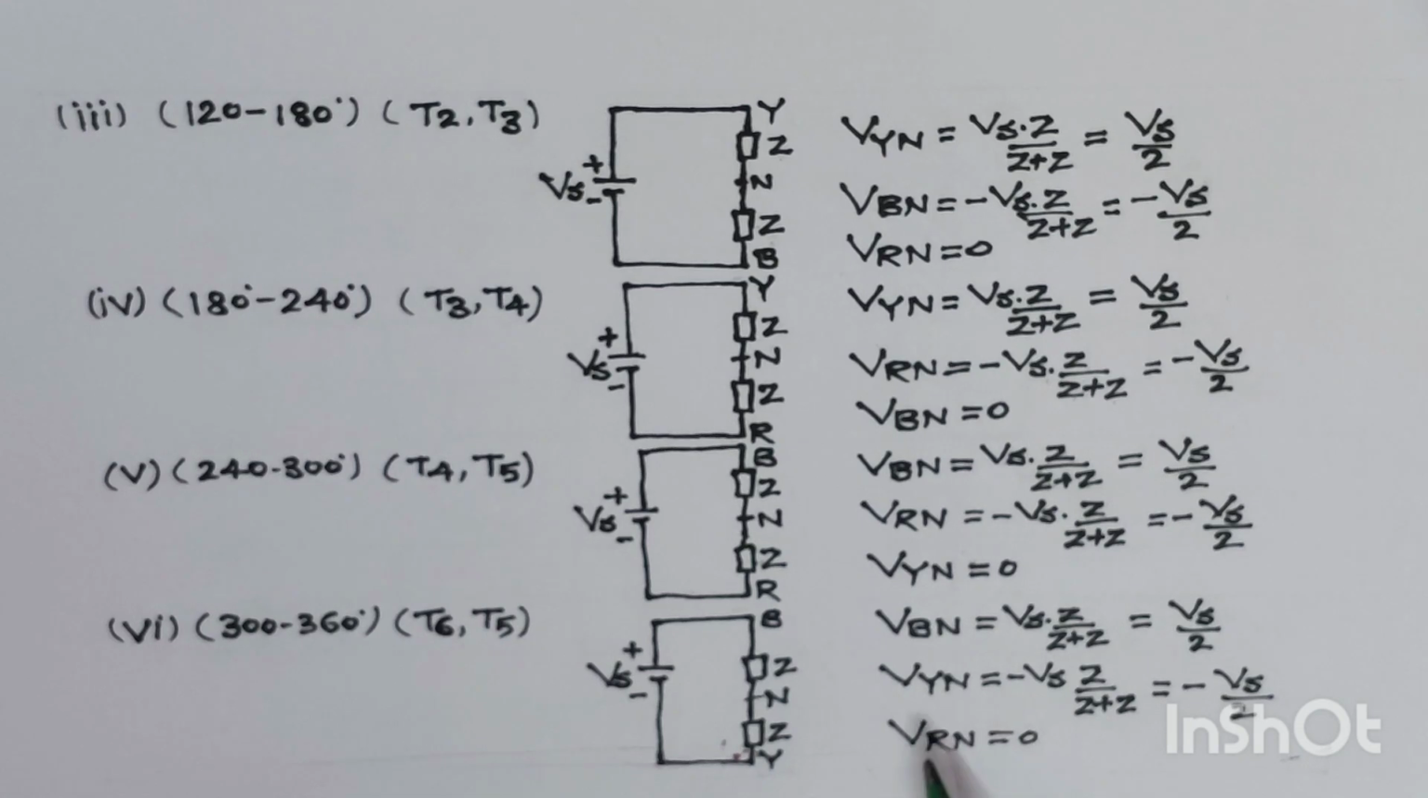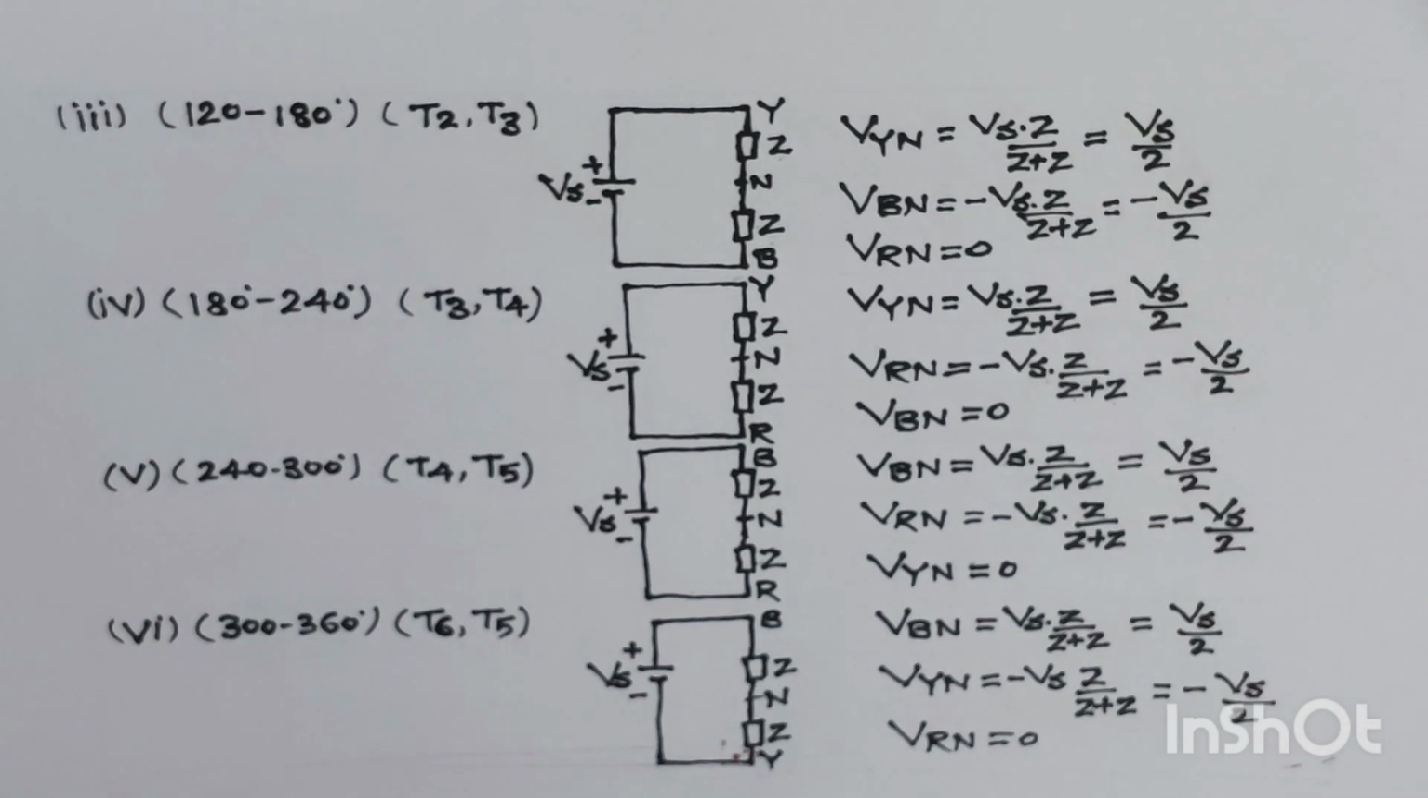It means now we will find out the VRN, and we see that in this case there is no R phase connected in this circuit. So we will write here VRN equals 0. So now we have calculated all the phase voltages, that is phase to neutral voltages, between an angle of 0 degree to 360 degree. Now we will plot the waveform for these voltages which we have calculated so far for the 6 intervals.